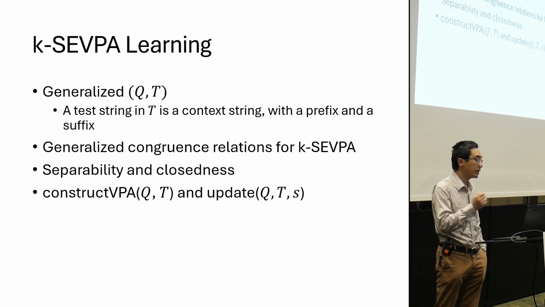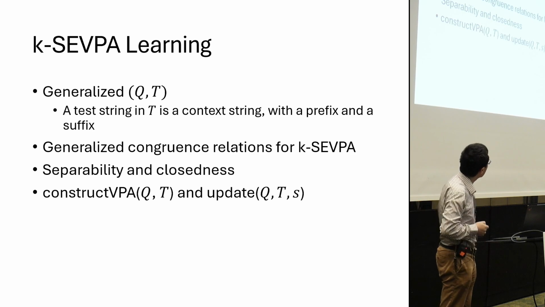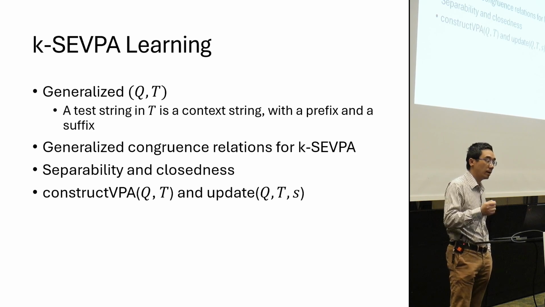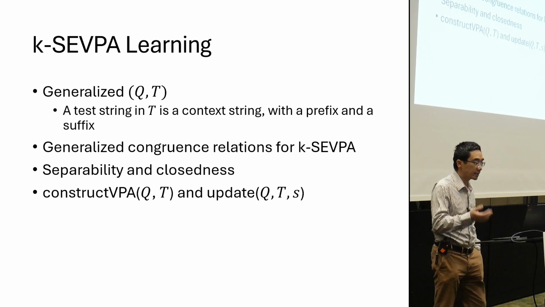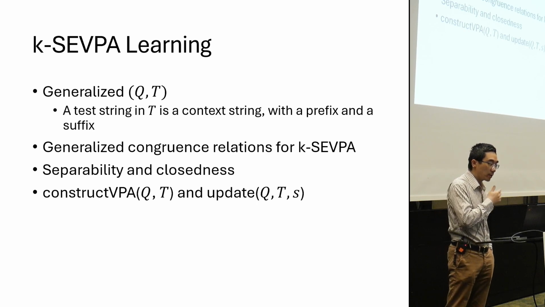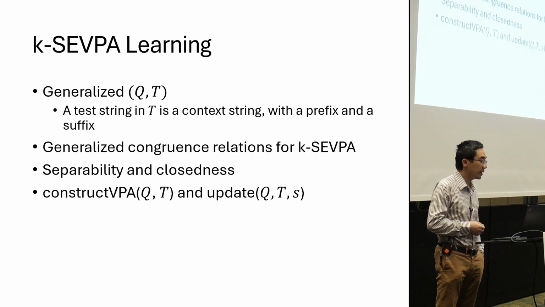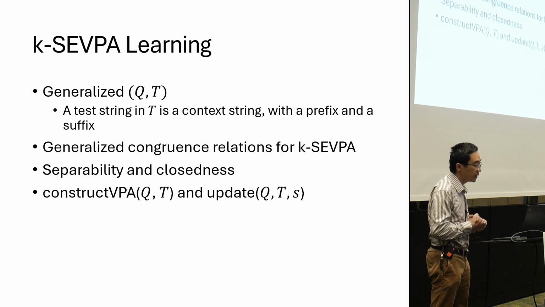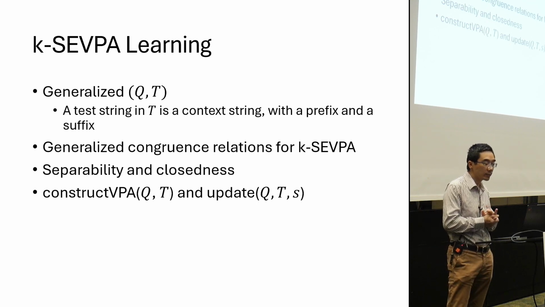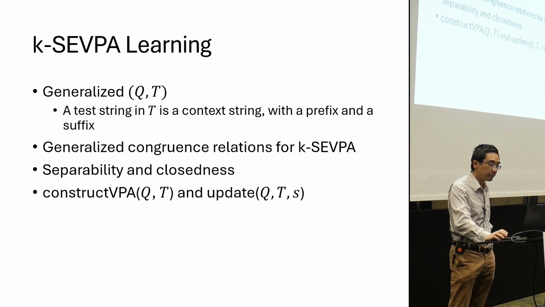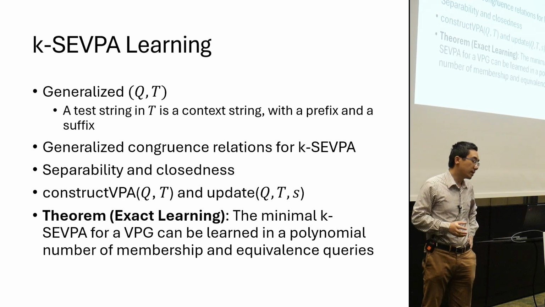First, a test string in T now becomes a context string with both a prefix and a suffix, not just suffixes as in L star. We also have to generalize congruence relations for a K single entry VPA, with updated definitions of separability and closeness. We also need to construct a procedure for constructing a VPA using Q and T, as well as updating Q and T using a counterexample S. Okay, so all the details are in the paper.